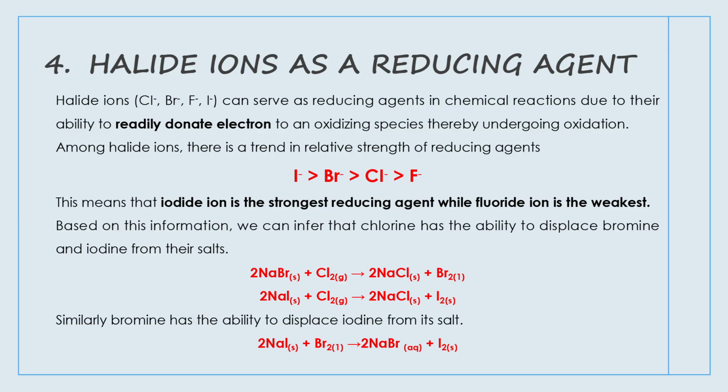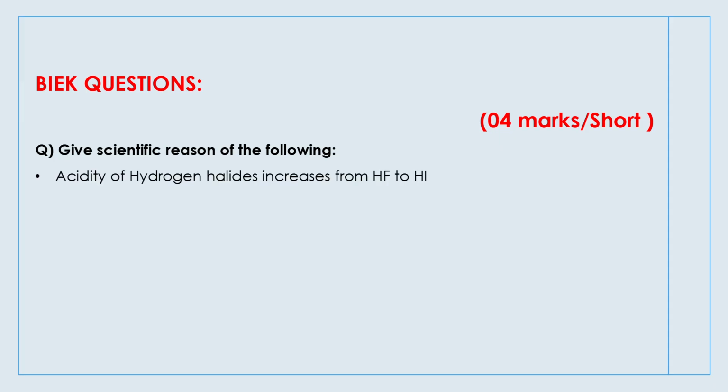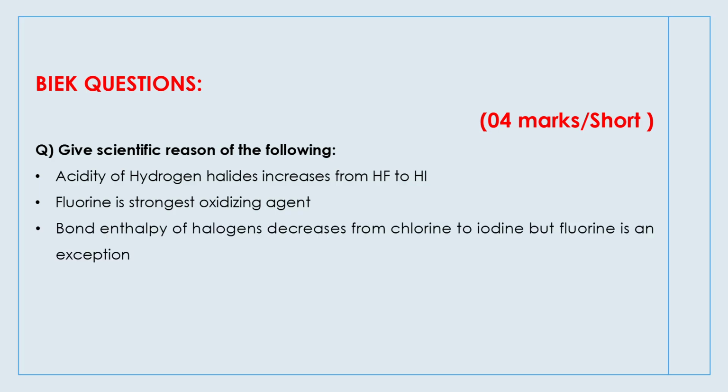How do you get this question in your board examinations? You get it for 4 marks in your short questions as the scientific reasons. For example, they ask: the acidity of hydrogen halides increases from HF to HI. And why is that so? Because the bond enthalpy value is decreasing, so they readily donate the proton and show acidity. And hydrogen iodide is the strongest acid. Similarly, fluorine is the strongest oxidizing agent. The variation in the bond enthalpy and the role of halide ion as the reducing agent.